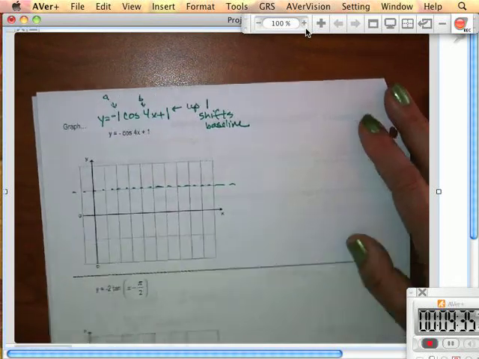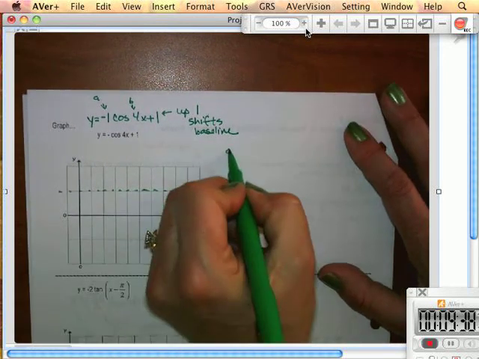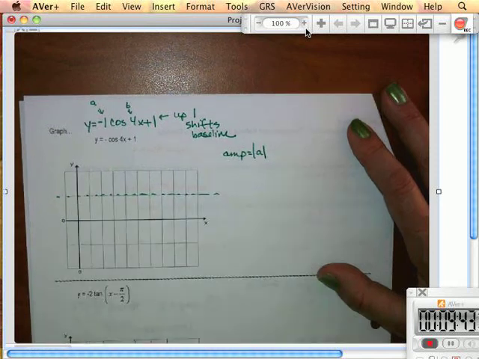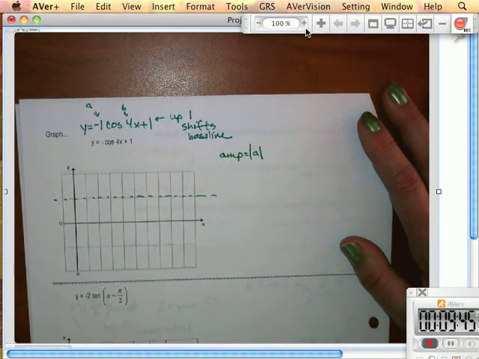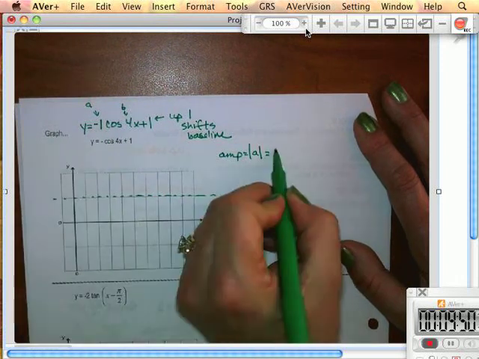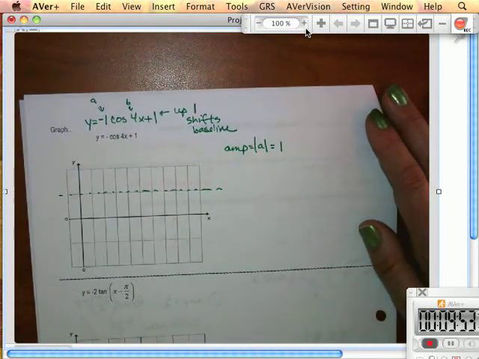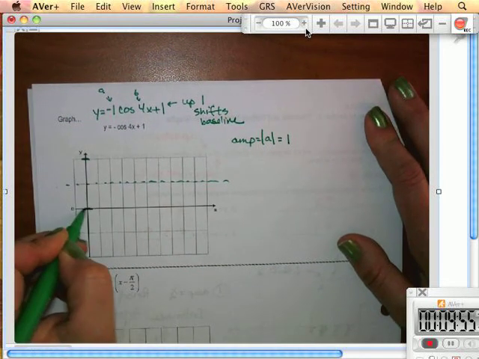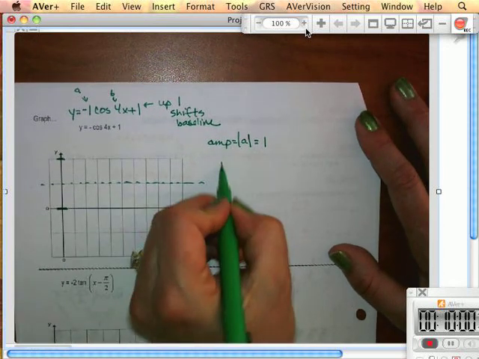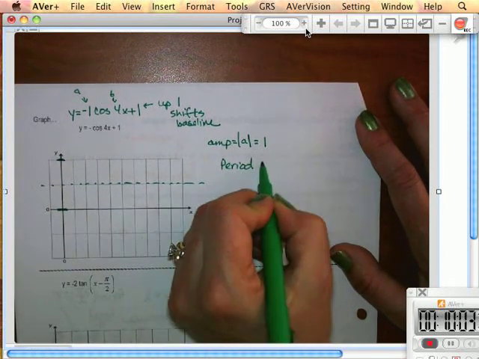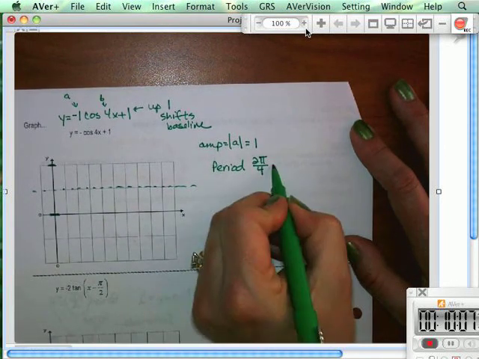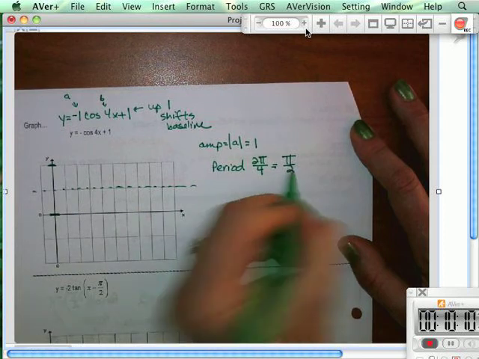Okay? Now the amplitude is always going to be the absolute value of A. I didn't really point that out yesterday, but it's always the absolute value of A, which means our amplitude would actually be what number? 1. Our amplitude is 1, so we're going to go up 1 from our baseline and down 1 from our baseline. Our period is 2 pi over B, which is 4. So what is our period? Pi over 2. Okay.